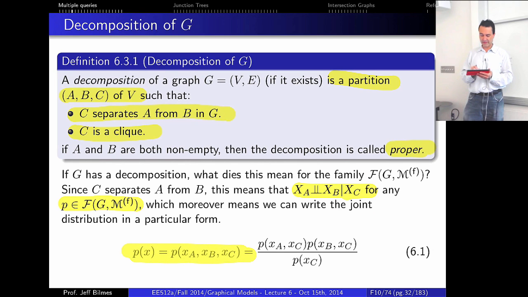The joint distribution over X of A, X of B, and X of C, which is the distribution over everything, can be validly written in this way. This is one of the definitions of conditional independence: it's equal to the probability of X A, X C times the probability of X B, X C divided by the probability of X C. Notice that in the numerator we've got two factors. Each factor consists of a joint over the separator and the component that that separator breaks the graph into. And in the denominator we've got the separator itself, the marginal over the separator.